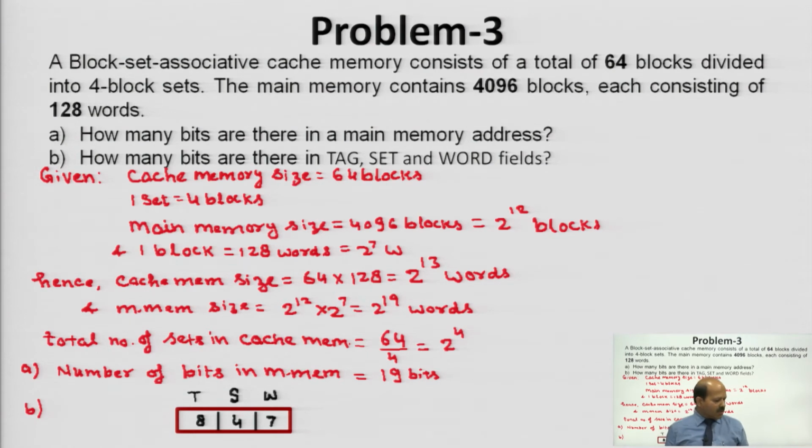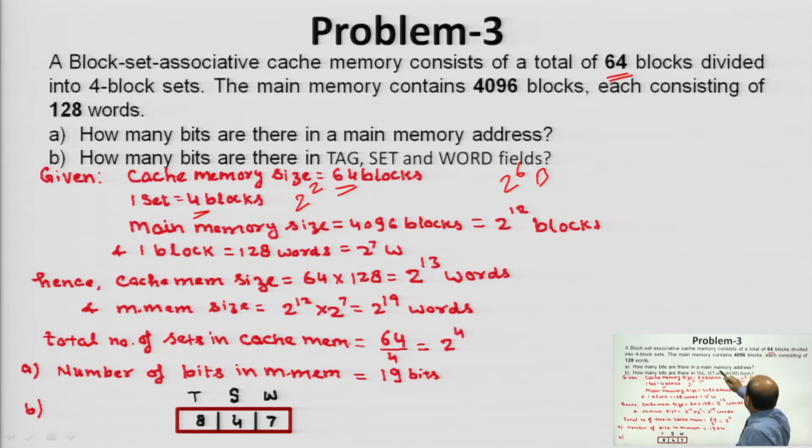Now, come to the next problem. In this case, we have to consider block set associative mapping, and the cache memory consists of a total of 64 blocks. So, we can write here cache memory size equals 64 blocks, or 2 to the power 6 blocks. Next, it is divided into 4 block sets. 4 block sets means in each set there are 4 blocks, so this is 2 to the power 2 blocks in each set.